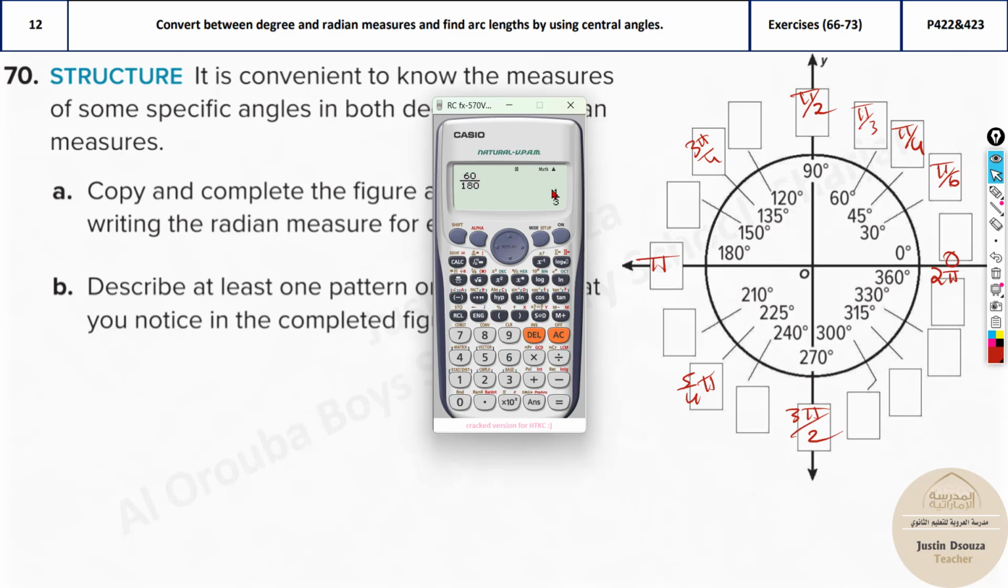Pi by 3. See, over here we're getting 1 by 3, but remember to multiply it by pi. Since it's 1 by 3, we just write pi by 3. For 90, just check it out, okay? You will get it over here. Just change this to 90 and you will come to know it's pi by 2.